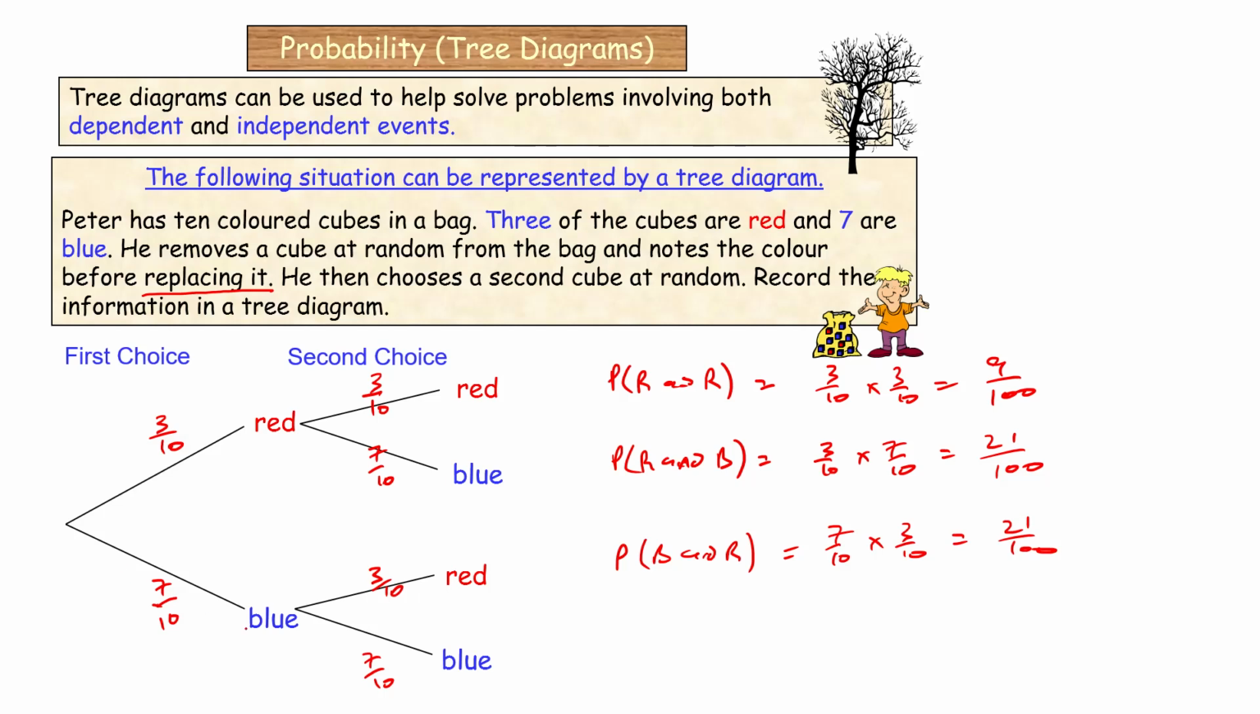And the probability of selecting a blue followed by a blue cube is going to be equal to 7 out of 10 times 7 out of 10, which is 49 out of 100. Okay, so what I want you to do, this is our first probability tree, is to record this information. So hit pause, copy the tree diagram down. Once you're done, hit play, and we'll move on.